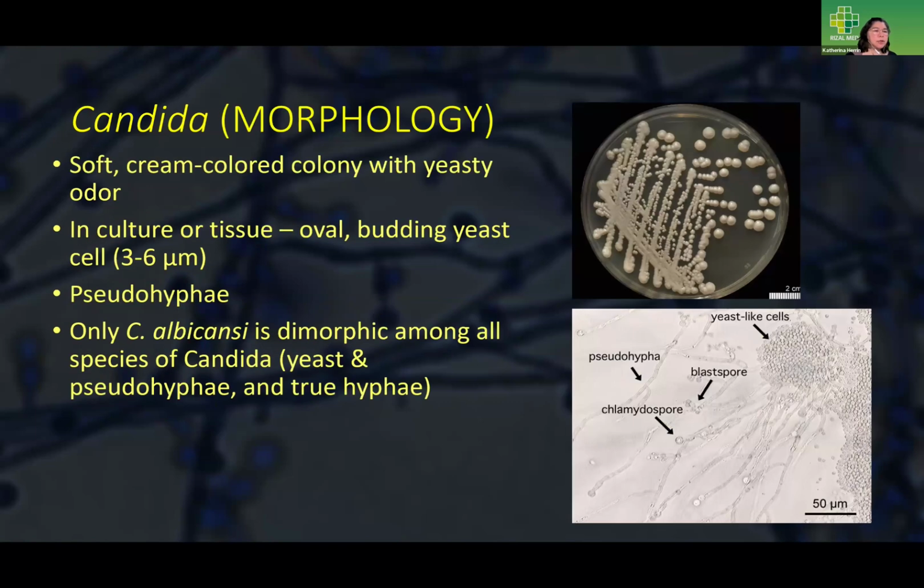In culture or tissue, Candida species grow as oval budding yeast cells, and they also form pseudohyphae when the buds continue to grow but fail to detach, producing chains of elongated cells that are pinched or constricted at the septations between cells. Only C. albicans is dimorphic among all species of Candida. In addition to yeast and pseudohyphae, it also can produce true hyphae. On agar media, they produce soft, cream-colored colonies with a yeasty odor. In other words, it smells like beer.